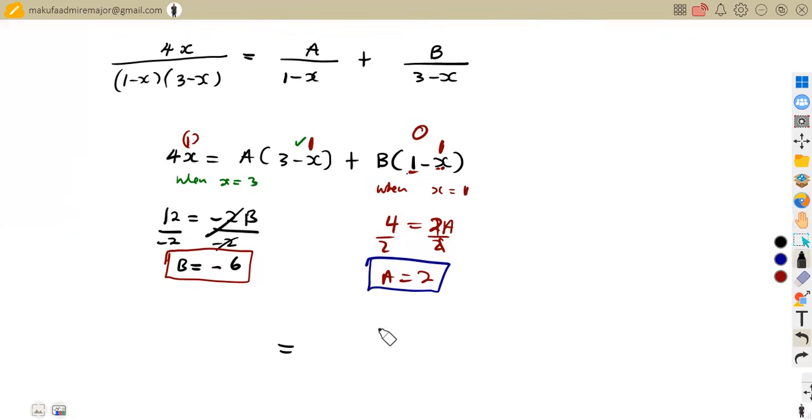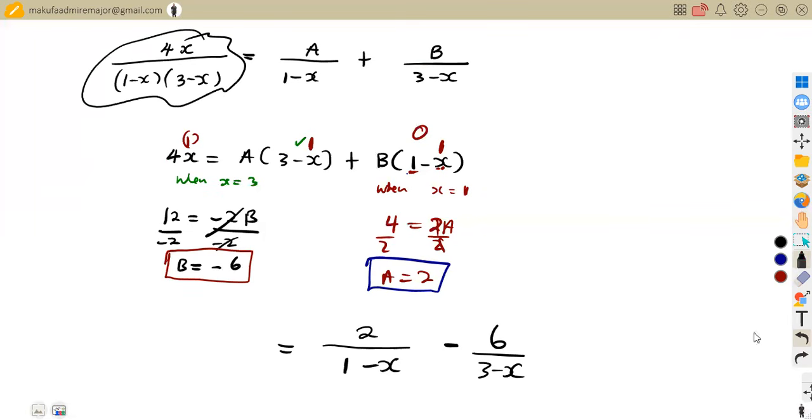So we're going to have our a, which is 2, so 2 over 1 minus x, plus b, our b being negative 6. Take note, this is plus b, and this is going to give us negative 6 over 3 minus x. So with this condition that we have, we are supposed to integrate, because this part here is representing what we had before, which is the 4x.